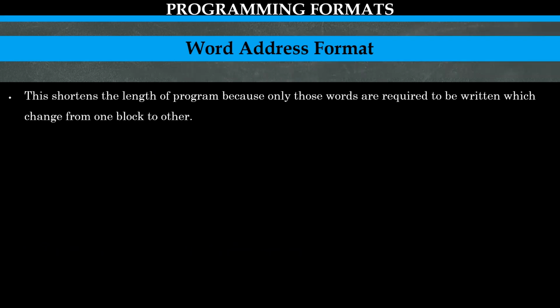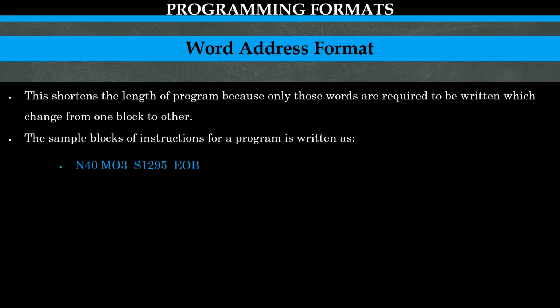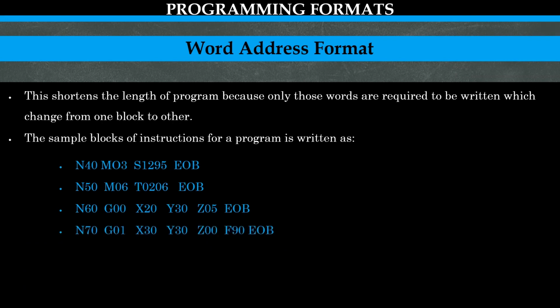This shortens the length of the program because only those words that are required to be written are the ones which change from the earlier block to the next block. The sample blocks of instruction for a program is written as N40, M03, S1295. There is no G word here. There is no F word. There is no XY word in this block, as it is not required. So only those NC words and the numeral followed by NC word are to be written, which are required in that particular block of instruction.